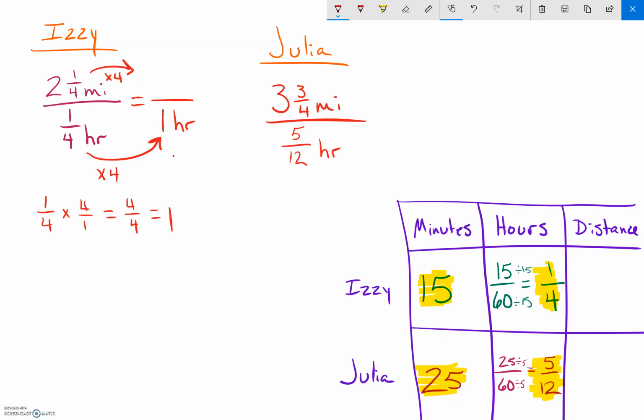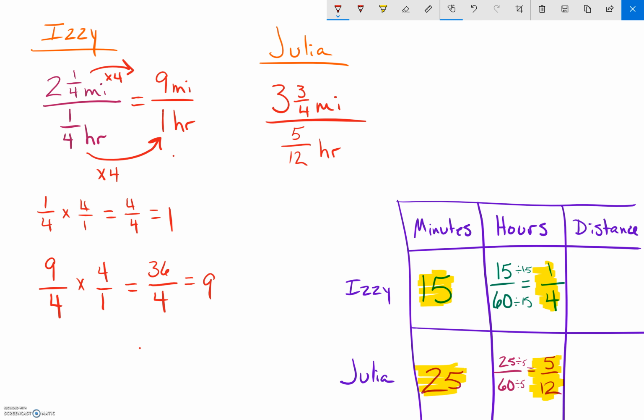We're going to rewrite 2 1/4 as an improper fraction. That would be 9/4. We worked on that a little bit today in the warm-up and yesterday in the warm-up. Times 4, 4/1. That's going to give us 36/4, or 36 divided by 4, which is 9. So Izzy is running at a rate of 9 miles per hour. A lot of fraction work there, but things that if we practice them, we're going to be very fluent with.